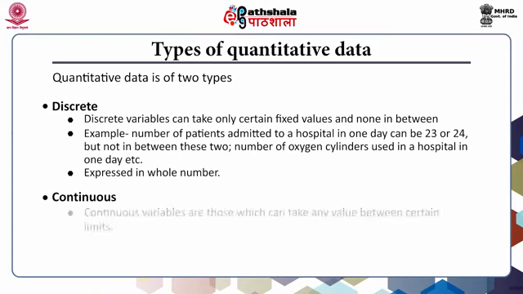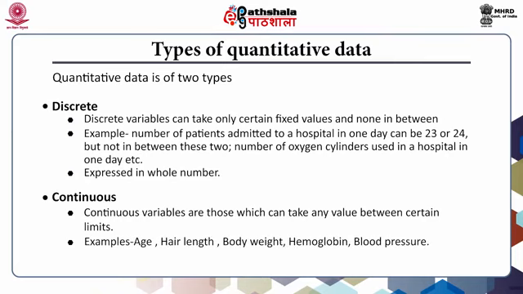Continuous data or continuous variables are those which can take any value in between certain limits. For example, age, hair length, body weight, hemoglobin, blood pressure, etc. It can be expressed as decimals.